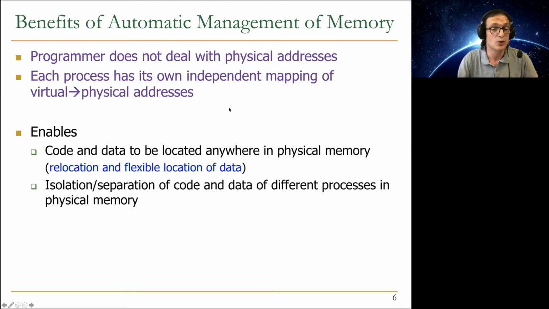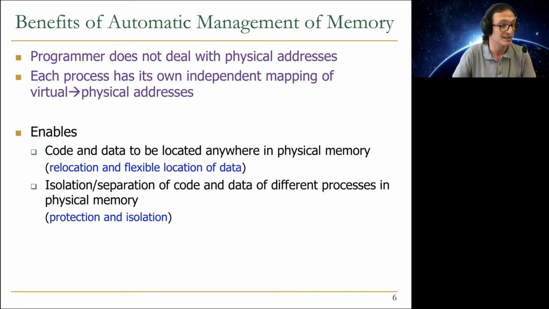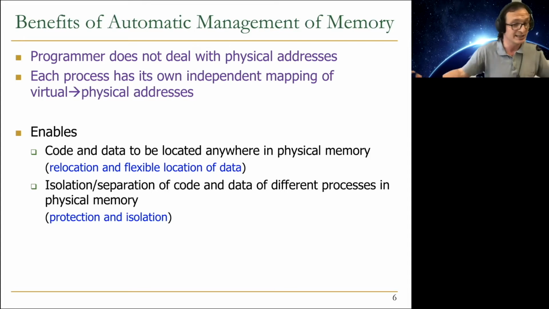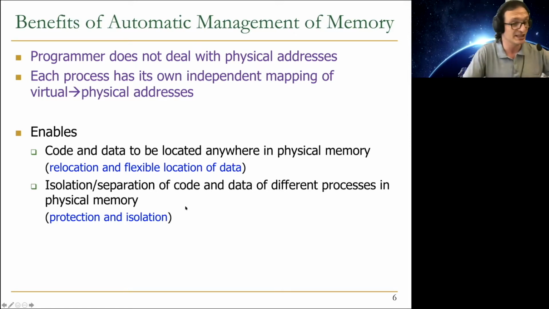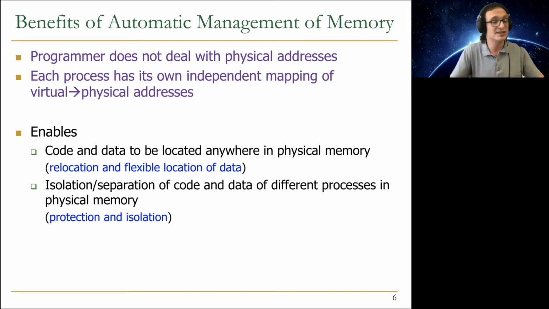Isolation and separation of code and data of different processes in physical memory is enabled, as I mentioned, because each process has its own independent mapping of virtual to physical addresses. This leads to protection and isolation between different processes that are running concurrently in the system. So it enables multi-programming. One of the reasons why virtual memory was not present in very early systems is because those systems were not multi-programming systems. They belonged to a single program. You were not executing other programs concurrently.